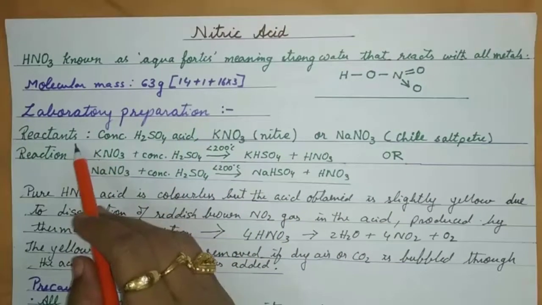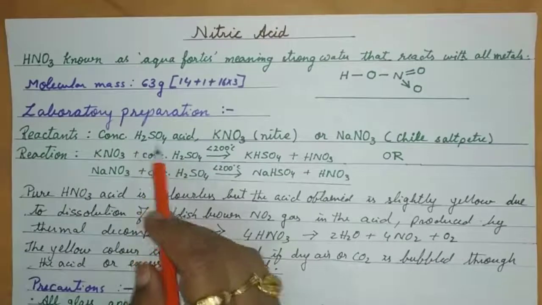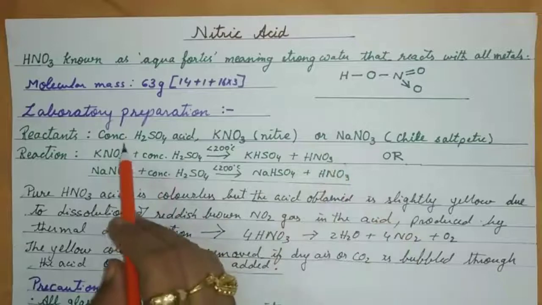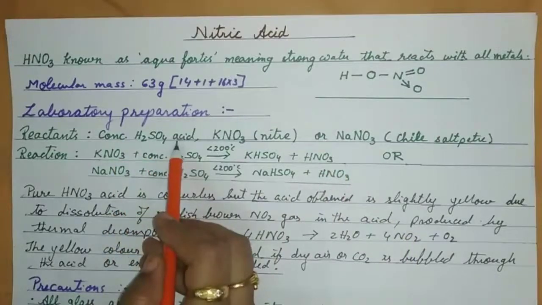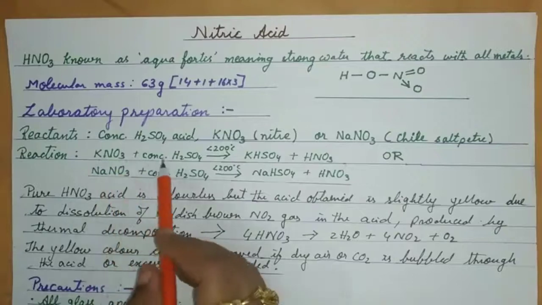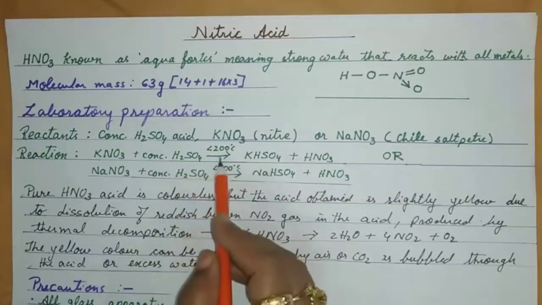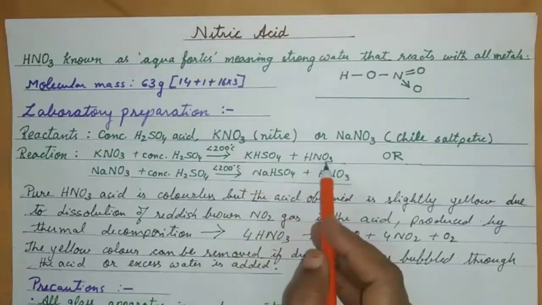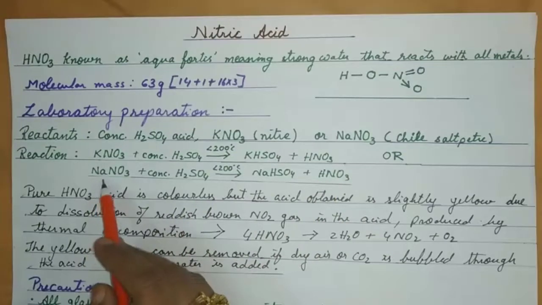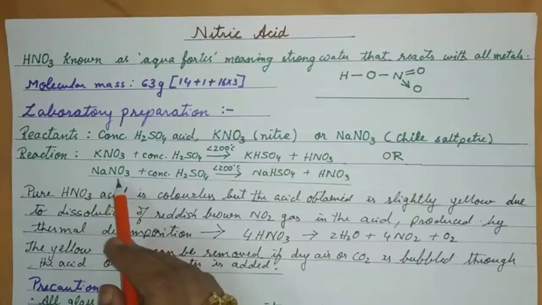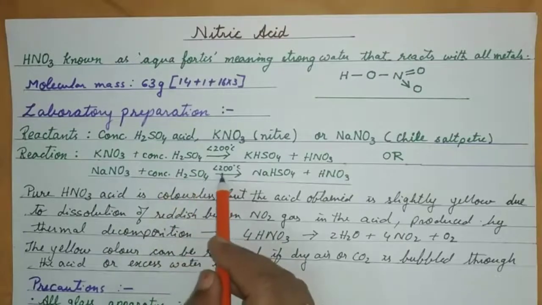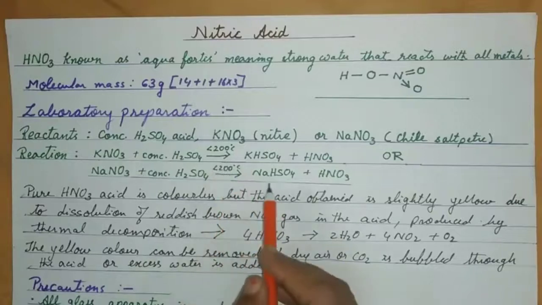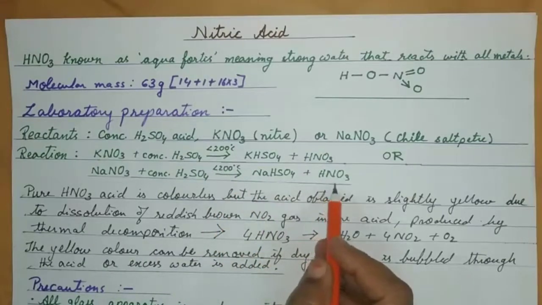The reactants which we take can be niter or chile saltpeter, that is potassium nitrate or sodium nitrate, with concentrated sulfuric acid. The reaction goes as KNO3 and conc sulfuric acid at a temperature less than 200 will give you potassium bisulfate and HNO3. And if you are doing it with chile saltpeter, that is NaNO3 plus conc H2SO4 at a temperature less than 200 degrees Celsius, we get sodium bisulfate and HNO3.